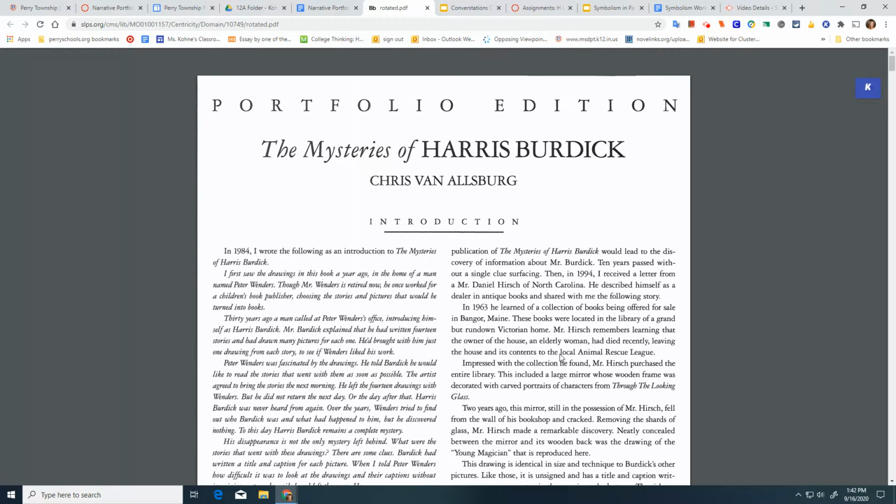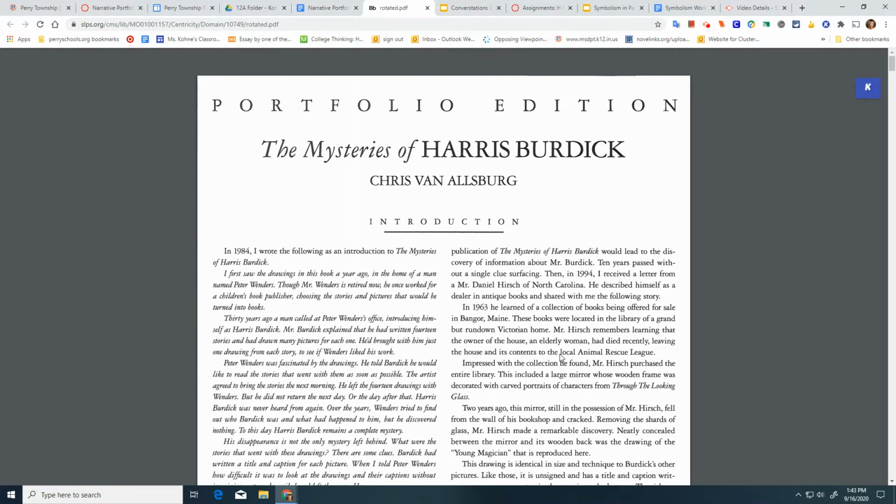Wenders liked his work. Peter Wenders was fascinated by the drawings. He told Burdick he would like to read the stories that went with them as soon as possible. The artist agreed to bring the stories the next morning. He left the 14 drawings with Wenders, but he did not return the next day, or the day after that. Harris Burdick was never heard from again. Over the years, Wenders tried to find out who Burdick was and what happened to him, but he discovered nothing. To this day, Harris Burdick remains a complete mystery.